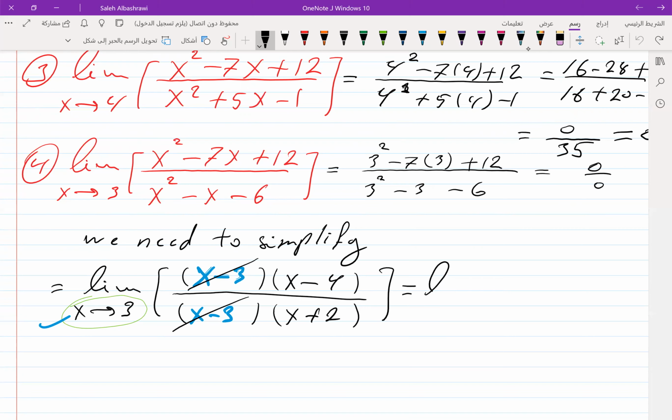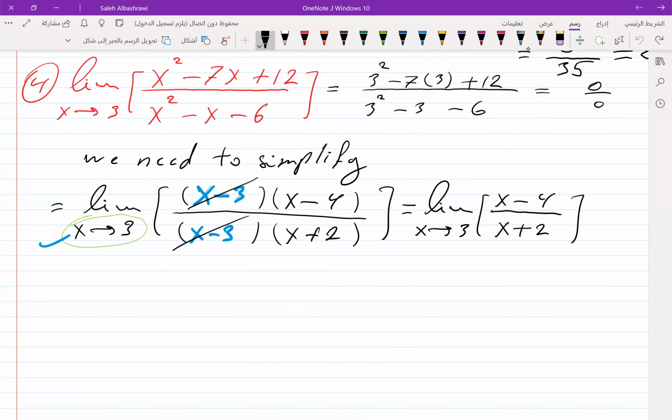I will have the limit of x minus 4 up and x plus 2 down, as x goes to 3. Now what we need just to do is replace x by the given number, which is 3. We will have 3 minus 4 divided by 3 plus 2. That will be minus 1 over 5. So the limit for this function is minus 1 over 5.